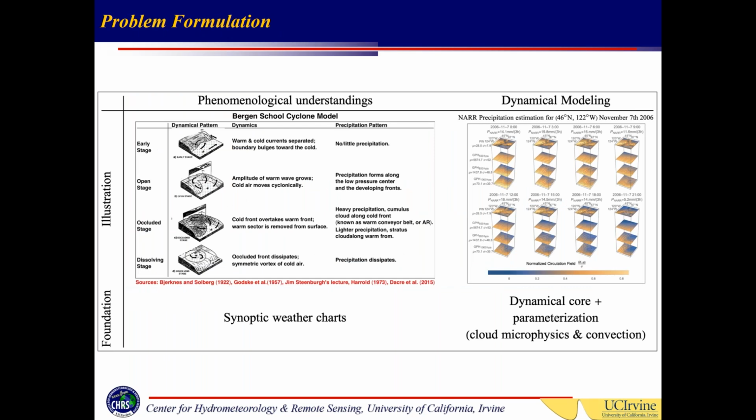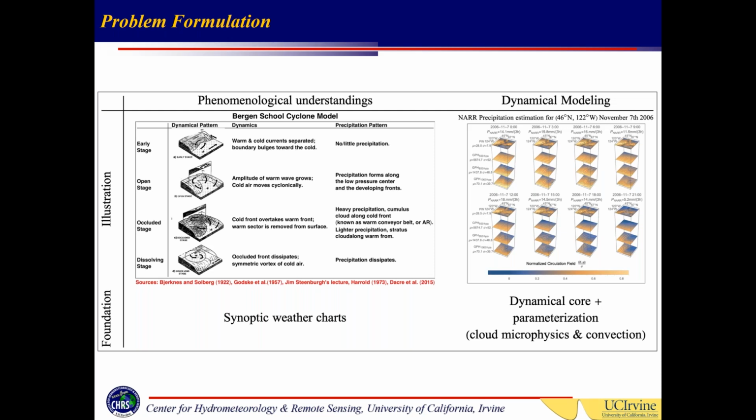So the left one shows the classical Bergen school cyclone model, which dates back to maybe the early 20th century, when we didn't have the computation power to discretize the primitive equations. So they found that for different evolution stages of a cyclone event, we have distinct geopotential heights, we have different pressure fields, and accompanied by these patterns, there are precipitation patterns that go through this stage. So they usually predict precipitation based on reading this kind of synoptic weather chart.